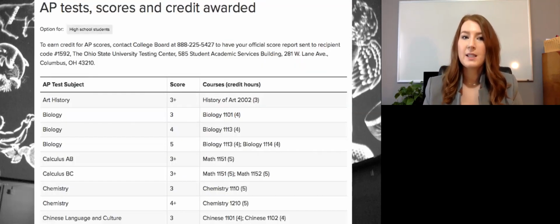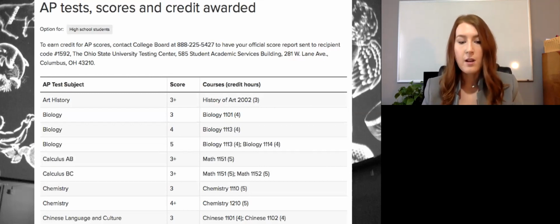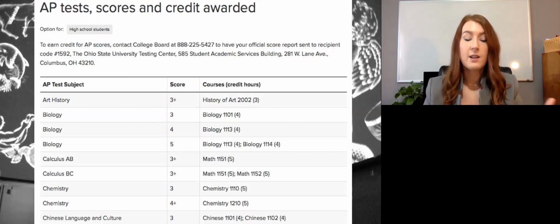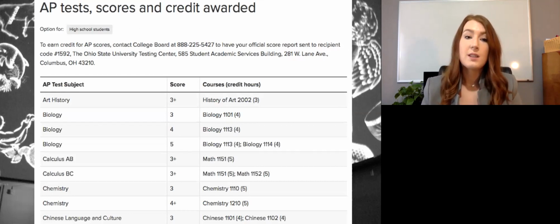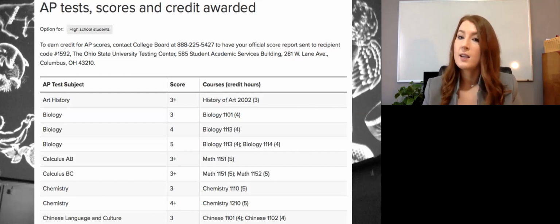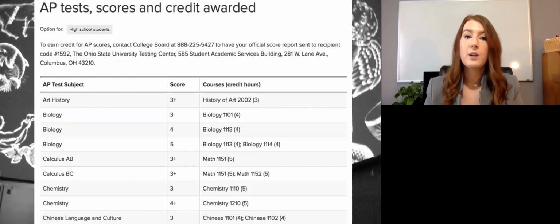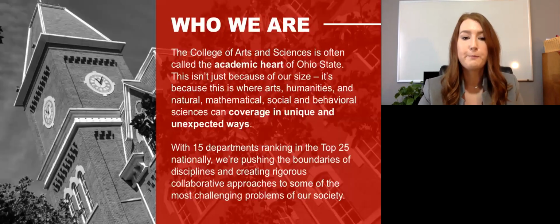This is what you can expect to see from the AP or IB credit pages. If you look at biology, it's a great example. You can see that if you get a 3 on the biology AP test, you're going to get one course. If you get a 5 on the biology AP test, you're actually going to get 2 courses, so the Biology 1113 and Biology 1114 credit. This is going to be really helpful when you're looking ahead. You will work with an advisor at orientation to schedule your classes, but if you're looking ahead, you can see where you're coming in, if maybe you have some of your general education done, or if you're going to be a little further ahead in your program requirements.